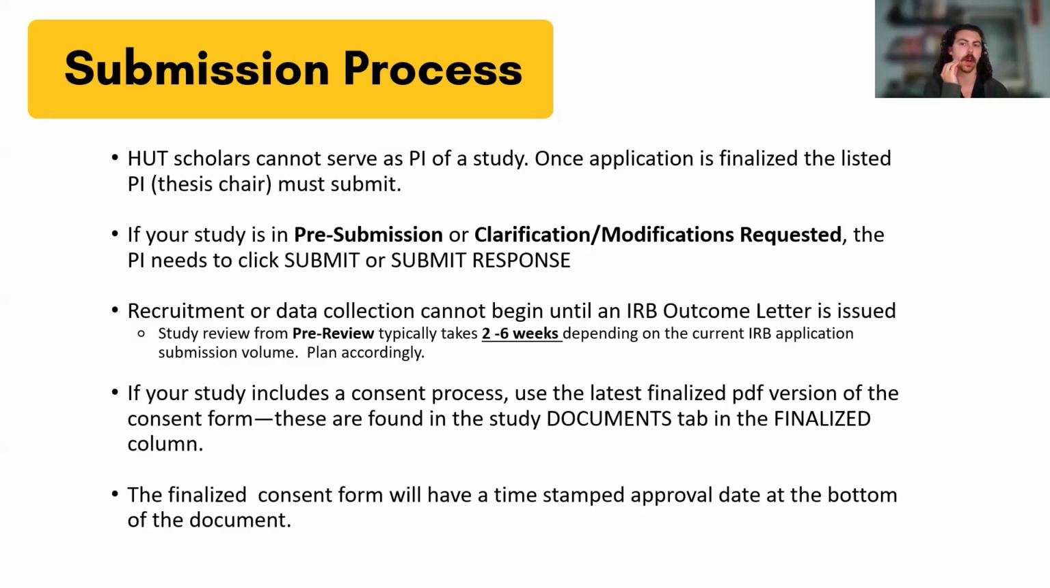hinge your approval time. So basically, whenever you're going through this process, you cannot start recruitment or data collection until you get an official IRB approval letter. And this generally takes 2 to 6 weeks, but it really depends on the state of the application and the submission volume at the time. For instance, if there's a deadline coming up and everybody needs to submit their IRB application at the same time, that is undoubtedly going to slow things down for you. So try not to wait till the last minute when you're doing this, especially if it's a requirement for your program or your professor.